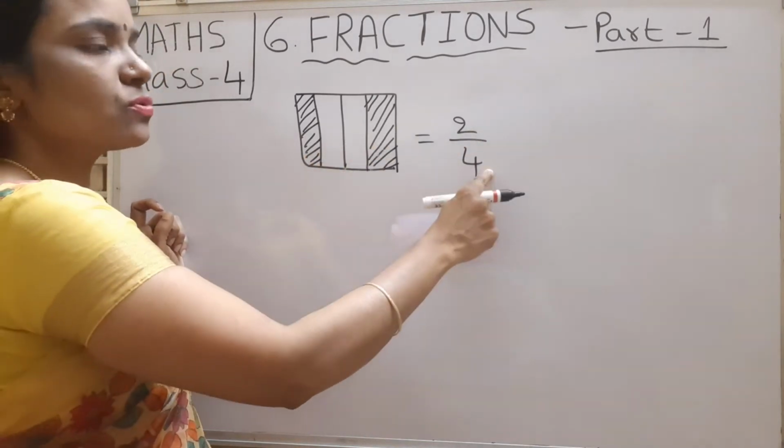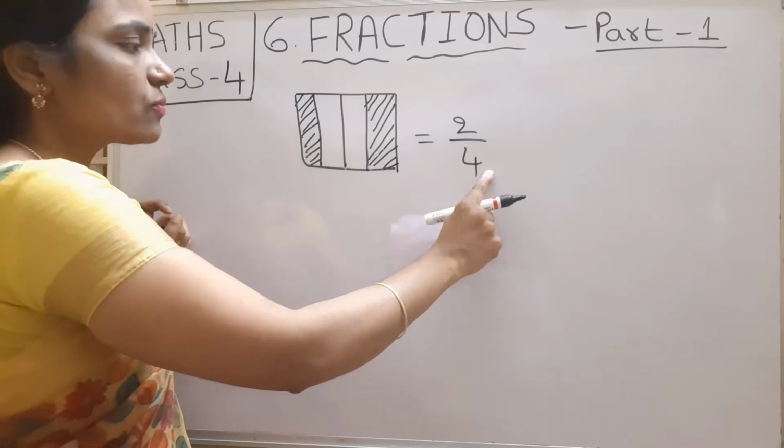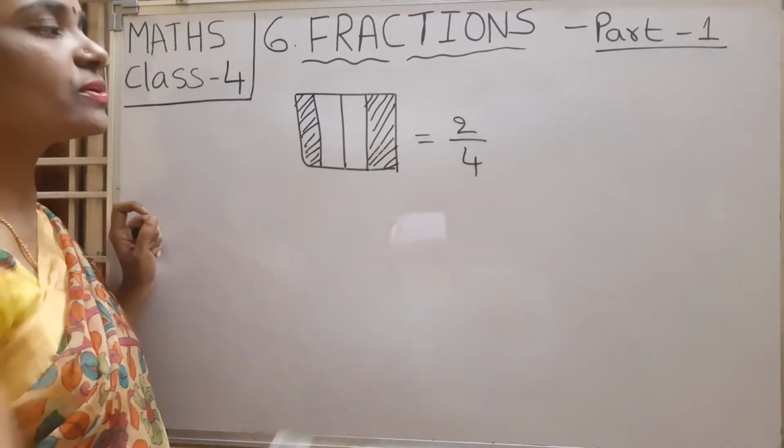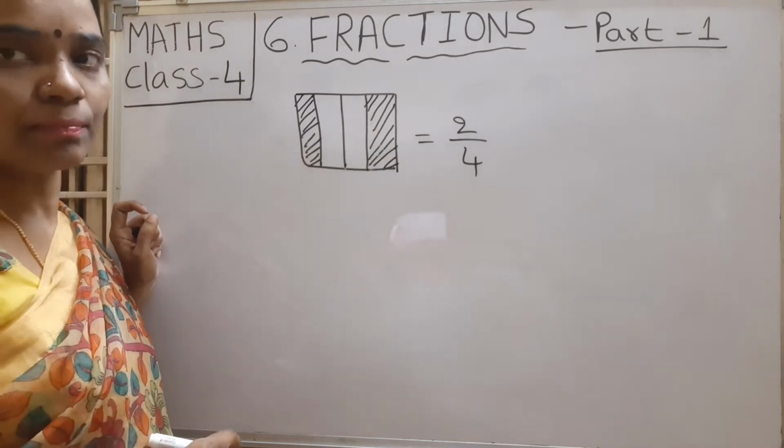1, 2, 3, 4. Total there are 4 equal parts. Out of 4 equal parts, how many are colored? 1, 2. Only 2 are colored. So 2 by 4 is the fraction for the shaded part.